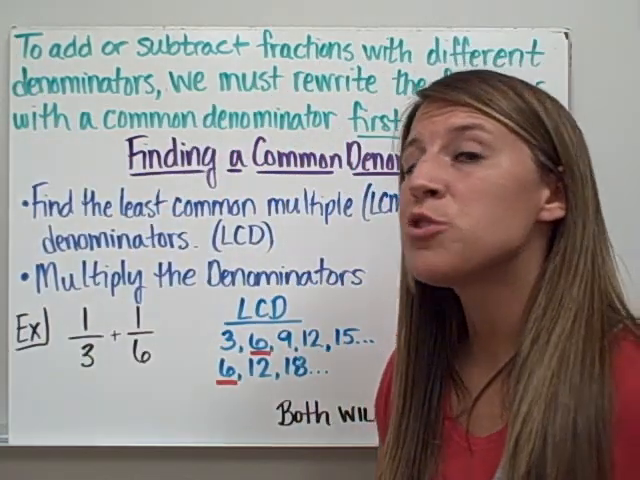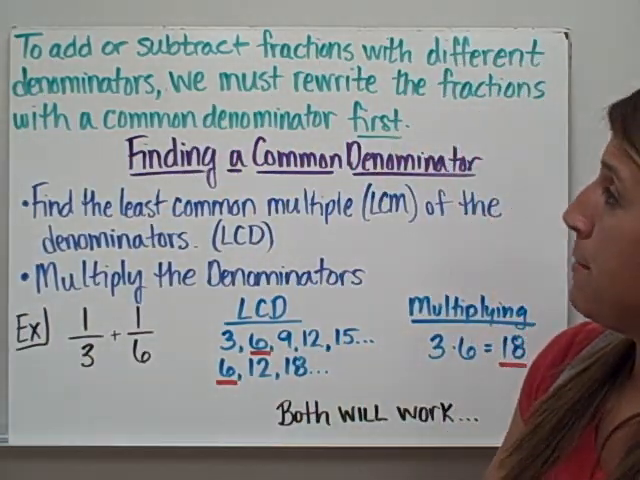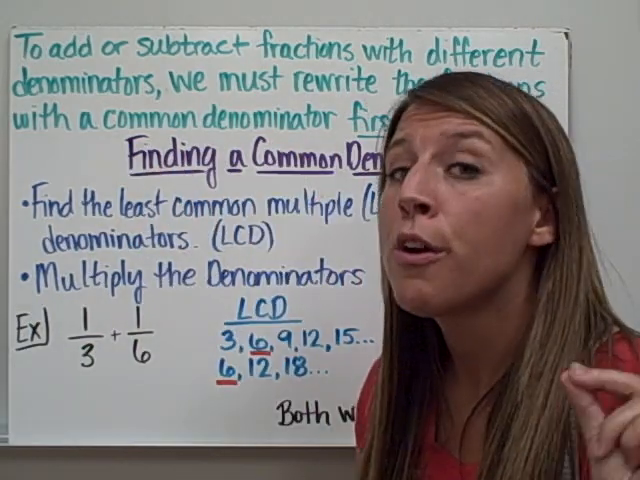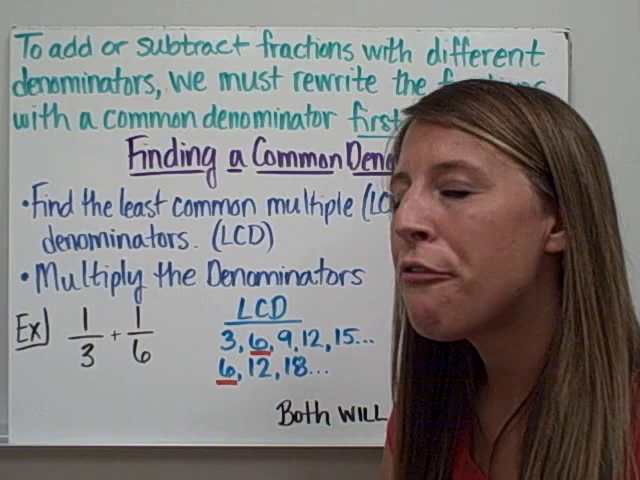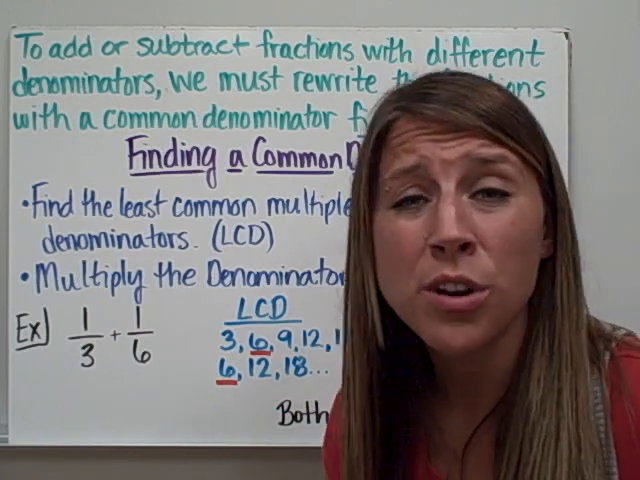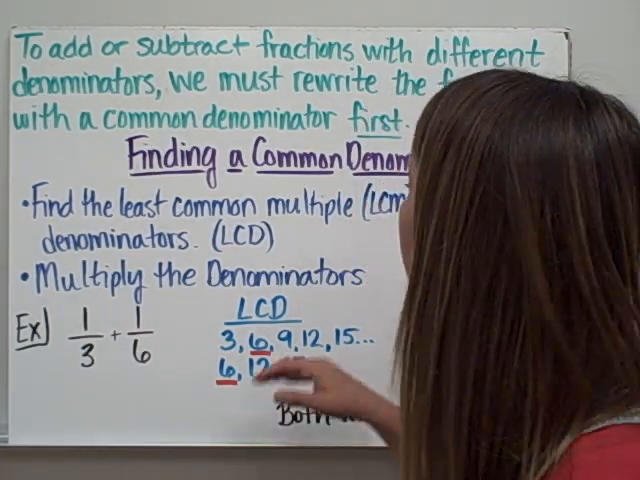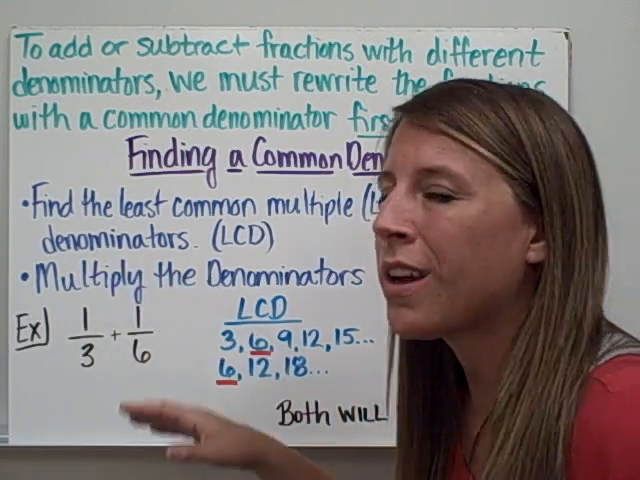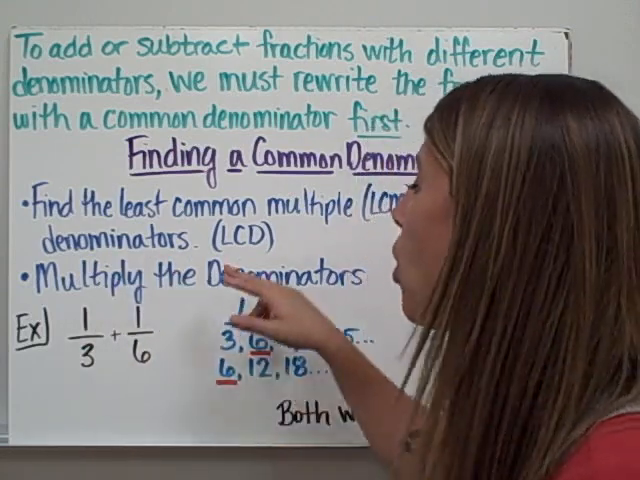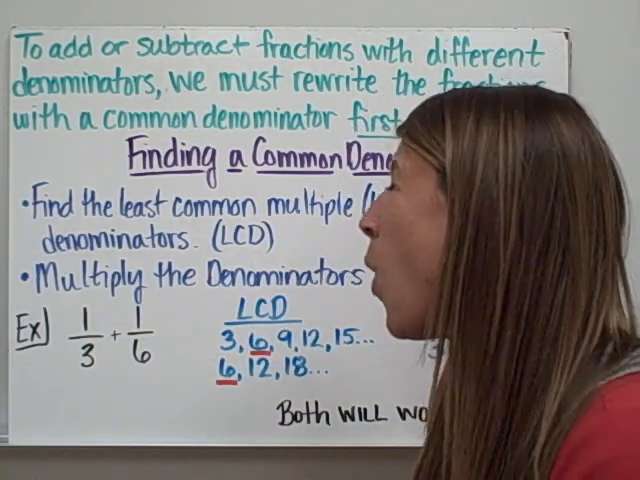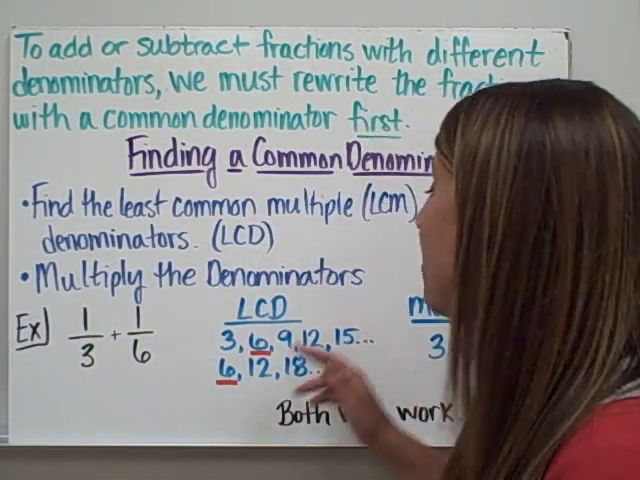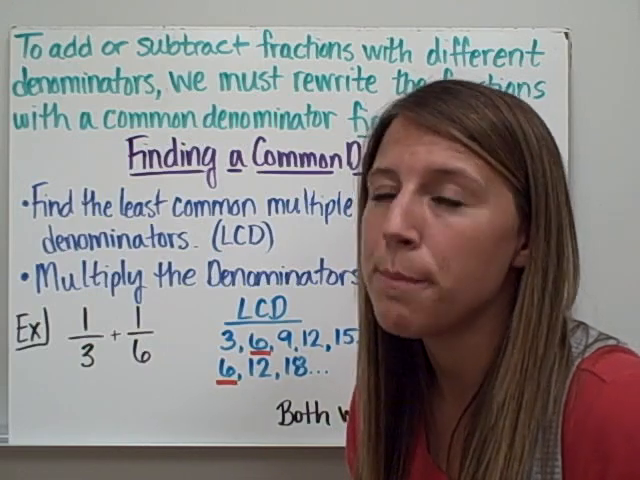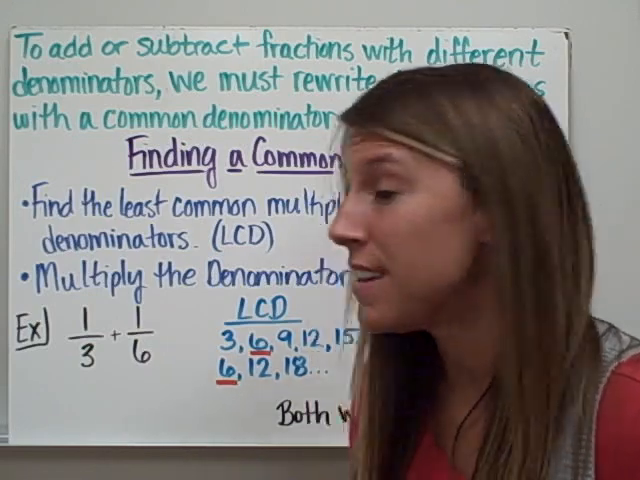Now, to add or subtract fractions with different denominators, we must rewrite the fractions with a common denominator first. So how do you find a common denominator? Well, there are two ways. The first way is you can find the least common multiple of the denominators. We call this the least common denominator, or LCD. Or you could multiply the denominators to find a common denominator, but it might not be the least common denominator.